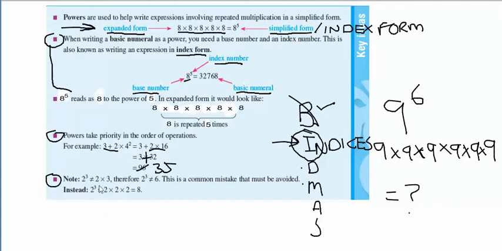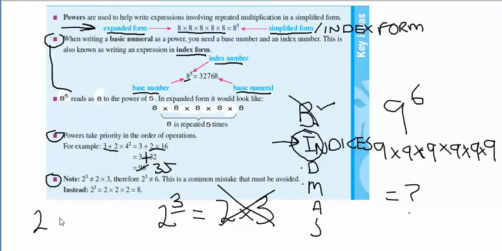Now, the other thing too, and this is what a lot of students do, just say you had 2 to the power of 3. A lot of students tend to write this as 2 times 3. Remember that is not correct. Do not write it like that, please. Remember, 2 to the power of 3 is telling you that this base number is multiplied by itself 3 times. So it looks like 2 times 2 times 2. So please don't make this error.